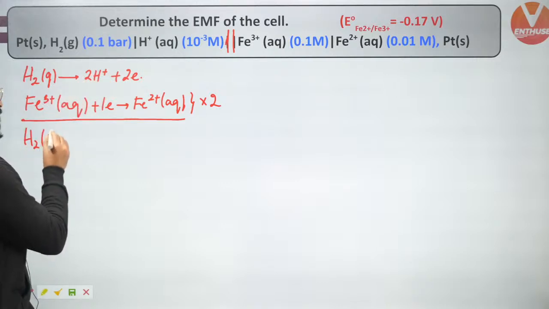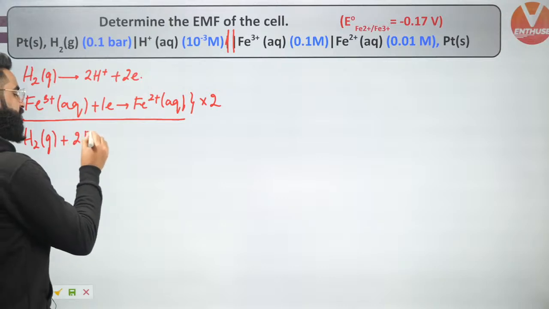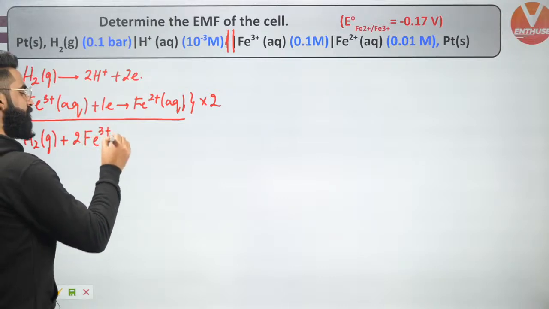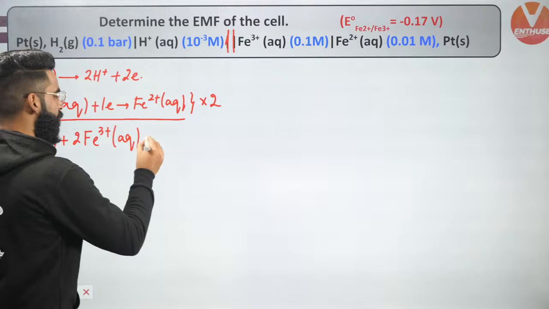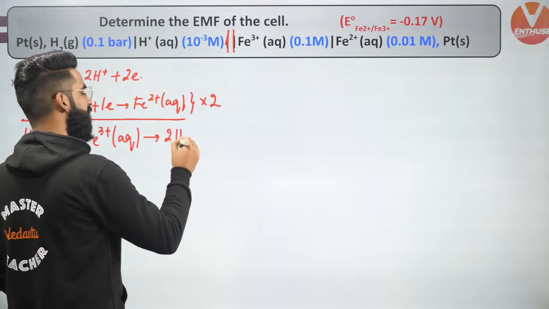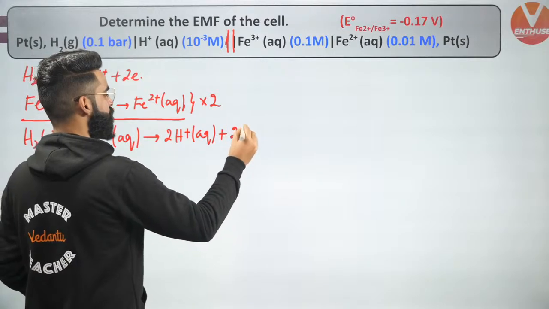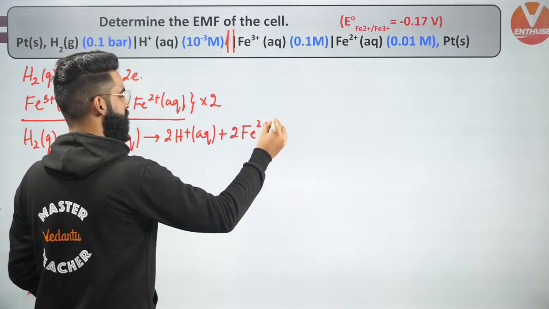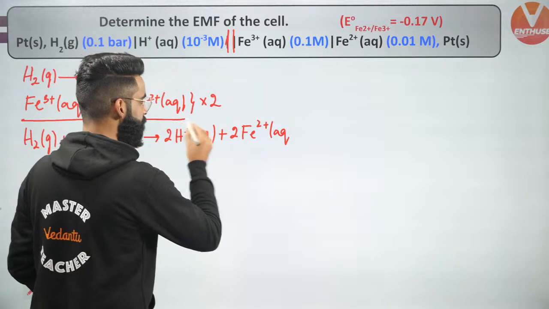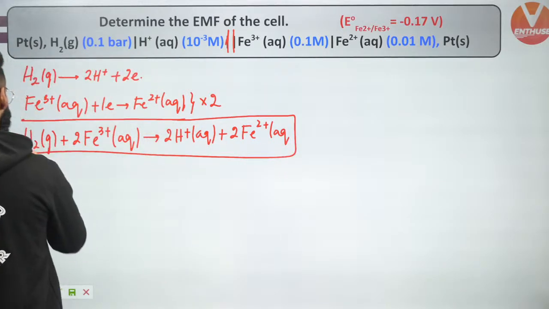H2 gas plus 2 times Fe tripositive aqueous gets converted to 2 times H positive aqueous plus 2 times Fe dipositive aqueous. Yes. This is the net cell reaction which I got right here.